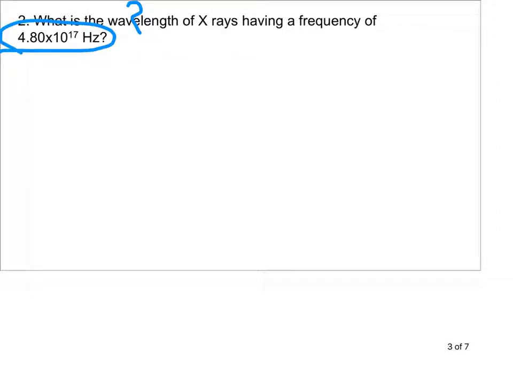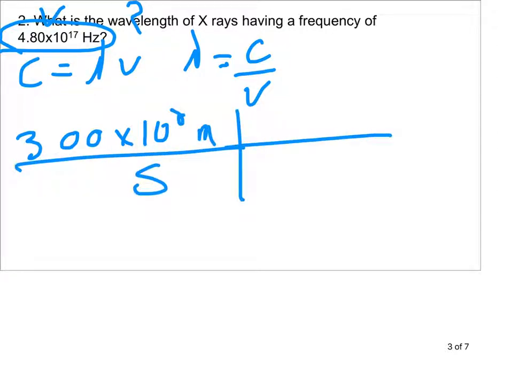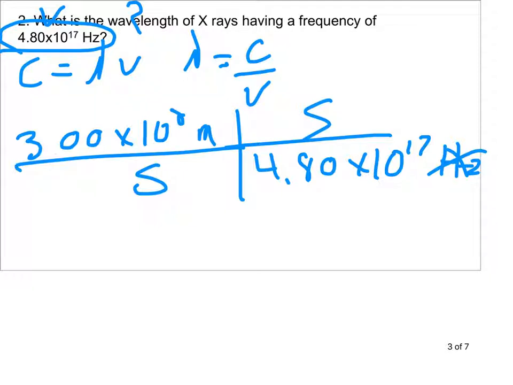We've got our frequency. So our formula again is c equals lambda nu. We're trying to find lambda, so lambda equals c divided by nu. The c, one more time, is 3.00 times 10 to the 8 meters per second, divided by the frequency, which was 4.80 times 10 to the 17th hertz. You can get rid of that hertz and move it up here as a second. The seconds divide out, and we're left with meters, which is what we want. We're going to get a real tiny wavelength here. We've got an 8 up here and a 17 down here, so I subtract those, and 8 minus 17 is negative 9, so 10 to the negative 9.